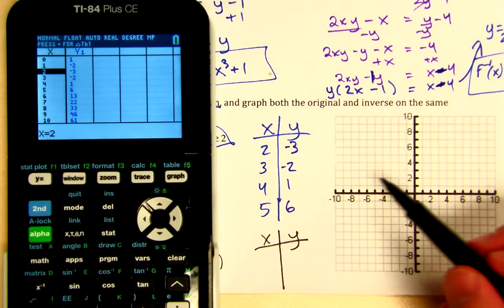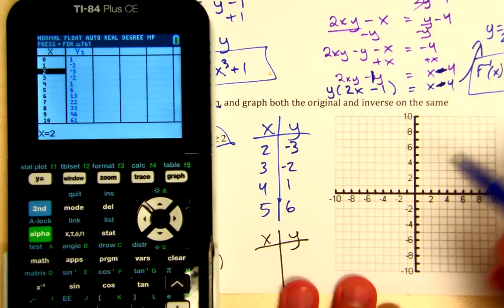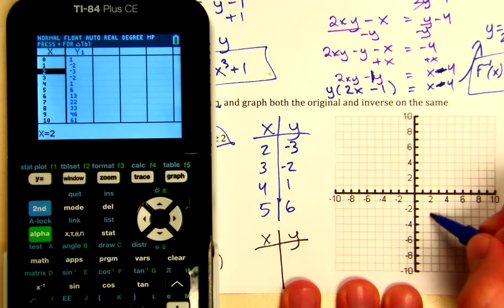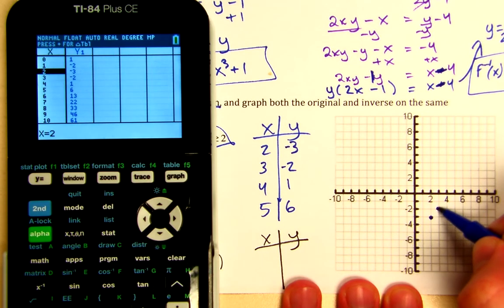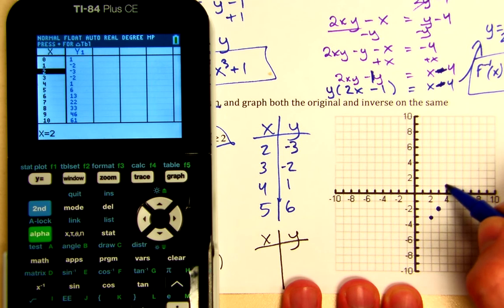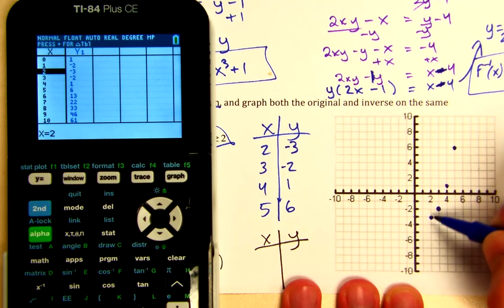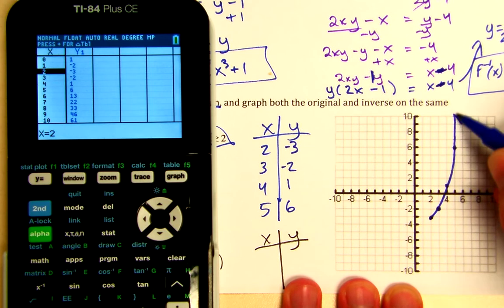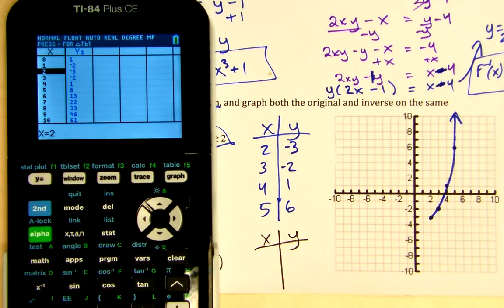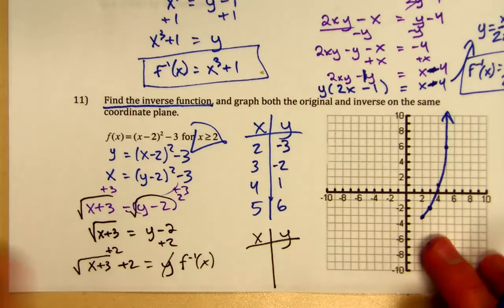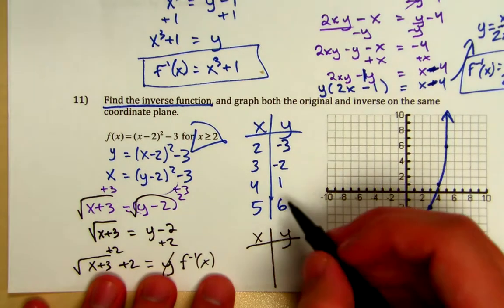Again, we'll plot those points first. So 2 down to negative 3, 3 down to negative 2, 4 up to 1, and 5 up all the way to 6. Parabola, only half of a parabola going up. And notice how it passes both the vertical and horizontal line test. It should. Now let's flip those points and graph the inverse.